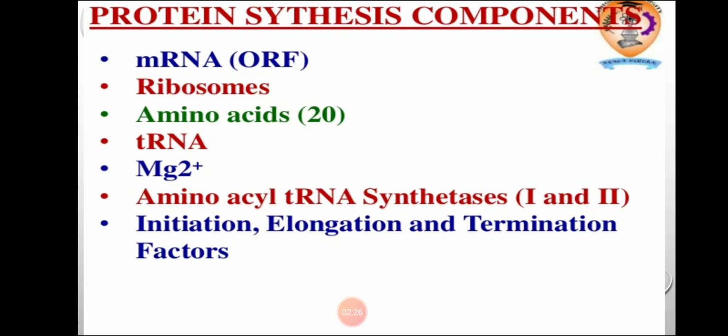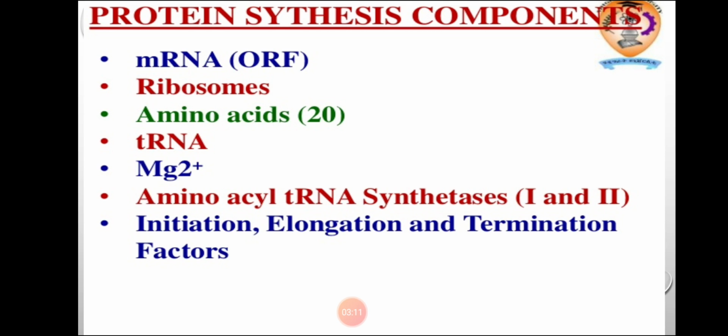Now, for this process of protein synthesis, what all things are required? We will see the requirements of protein synthesis. For the process of translation, we require mRNA, ribosomes, amino acids, tRNA, Mg+2 ions, aminoacyl tRNA synthetase, that means enzymes, and initiation, elongation and termination factors. All these are the requirements for the process of protein synthesis. One by one we will study about these components.